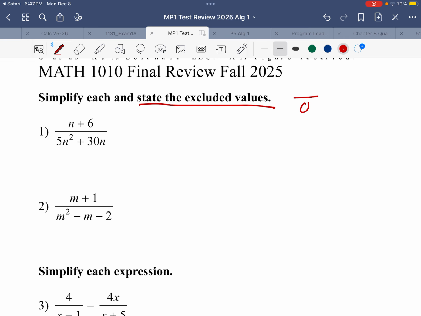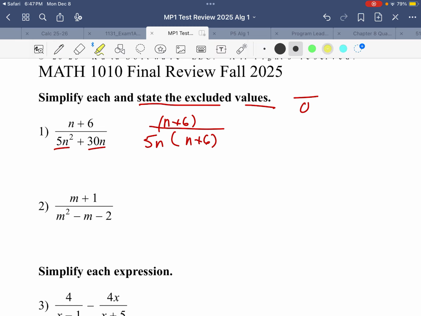In this first one here, when they have n plus 6 over 5n squared plus 30n, we're looking for how we could factor out this part here. You guys are used to seeing the quadratics and then writing it as like the product of two binomials. What I mean by that is like x plus 3 times x plus 4 after it's been factored. In this example here, we want to find the greatest common factor between the 5n squared and 30n. I can write the denominator like 5n times n plus 6, and it's all over n plus 6.